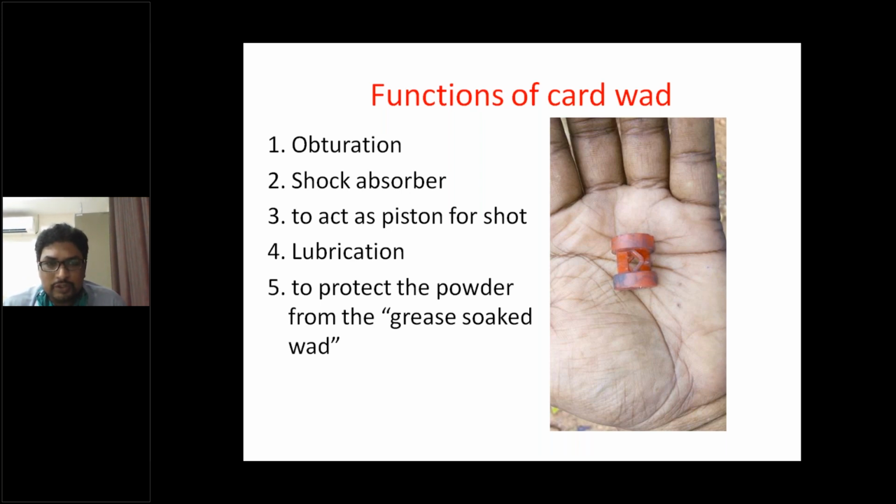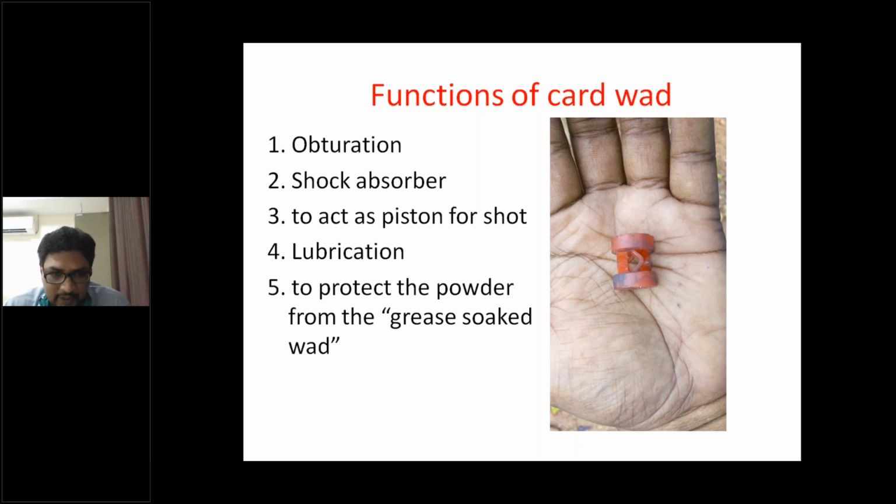Suppose the bullet is loosely fitting into the barrel, then definitely the gases will travel on either side of the bullet, so the force on the bullet will decrease. In order to give the bullet a greater velocity, the bullet should fit exactly to the barrel of the gun so that the whole gases can push the bullet forward. So obturation is where there will not be any leakage of gases on either side of the bullet. Then it is used as a shock absorber. It is used as a piston for a shot.